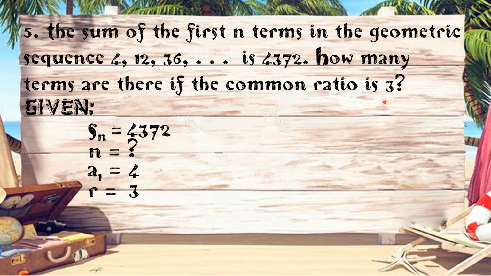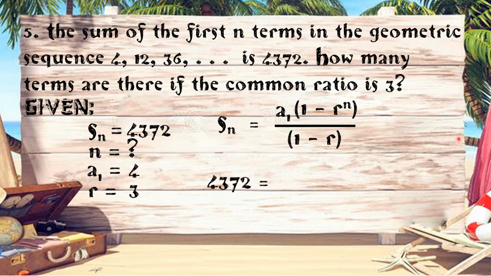Okay, binigay naman yung common ratio. Pero kahit na hindi pa binigay, makukuha pa rin natin yung common ratio here, which is second term divided by the first, which is just equal to 3. And then with this formula, let us substitute the values. Ang sum natin ay 4,372 is equal to, the first term is 4 times 1 minus, ang ratio natin is 3 raised to n, we don't have the value of n yet, all over 1 minus, ang ratio natin is 3.